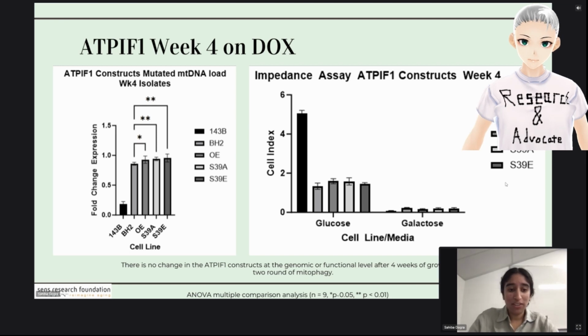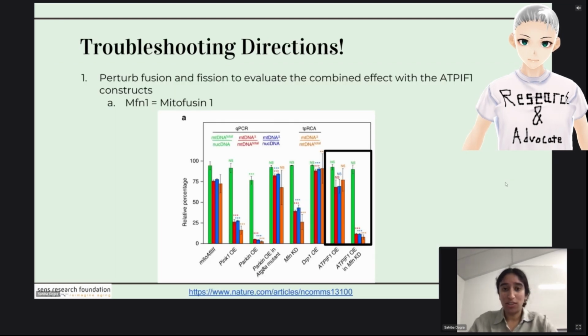And so, in an effort to troubleshoot, we referred to an article that analyzed the effect of ATPIF1 overexpression in fruit flies. So the authors, Kendall et al., needed to use ATPIF1 in conjunction with an MFN1 inhibitor to see an effect. So as you can see in the graph below, and specifically the region that I've highlighted with a black box, the mutated mtDNA load is much higher when just expressing ATPIF1 alone when compared to expressing ATPIF1 overexpressed with the MFN knockout. So what is MFN1?